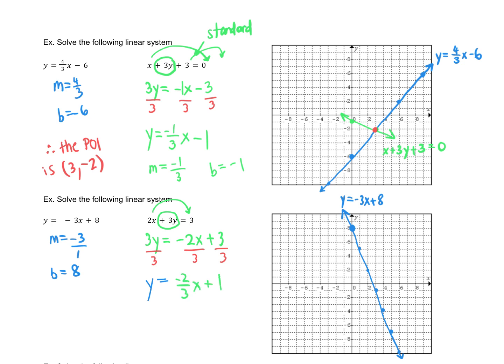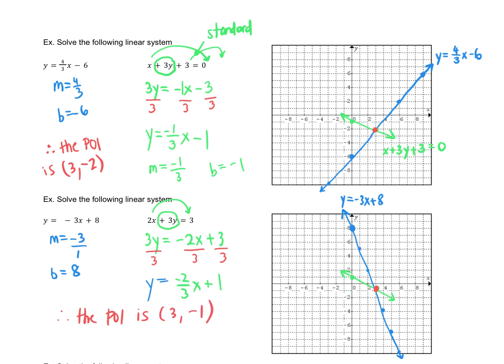and then 3 divided by 3 is 1. So I'll go to +1, and then I'm going to go down 2, right 3, and there we go. There's my point of intersection already, right here. Therefore, the point of intersection is 3, -1.